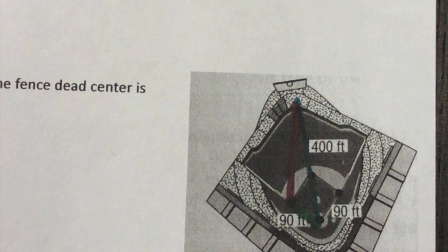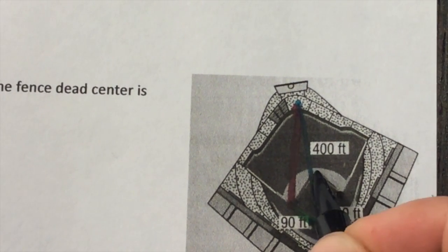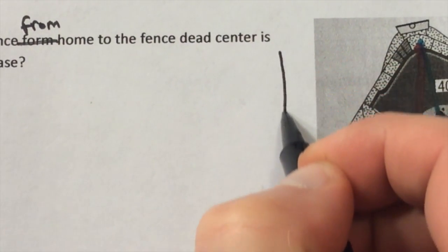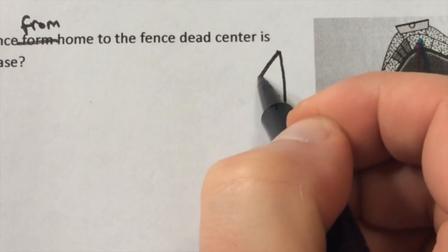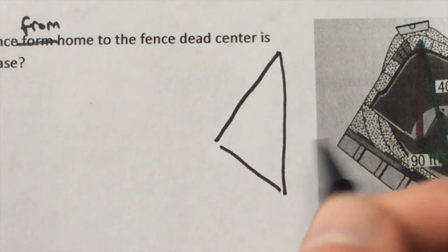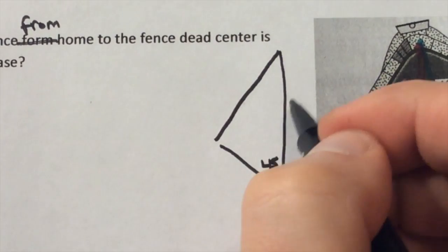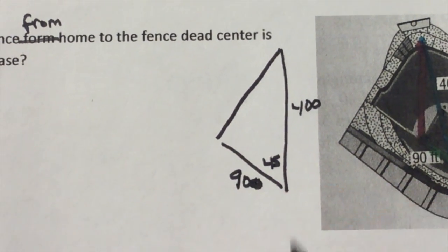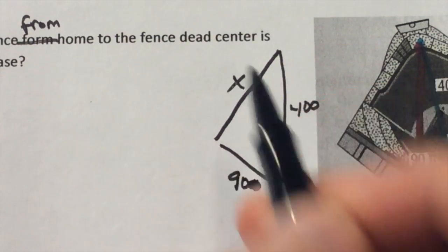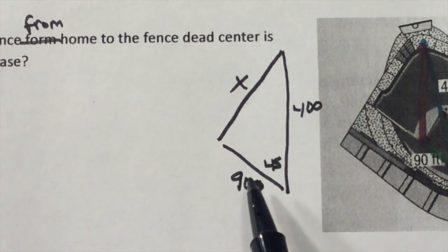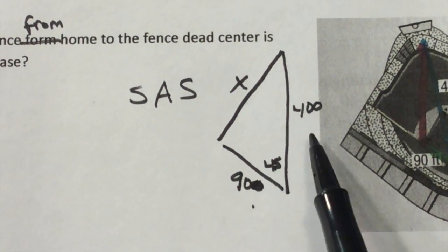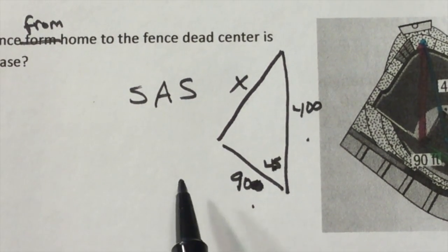The other thing that's implied that you should know is each of these angles in the base is 90 degrees. So if we go from just to dead center, this is 45 degrees. This is 400. This is 90. If I redraw this, this is 90 feet. And I want to know the distance here. So if you look, I have side, angle, side, side, angle, side. So I want to use the law of cosines to find x.